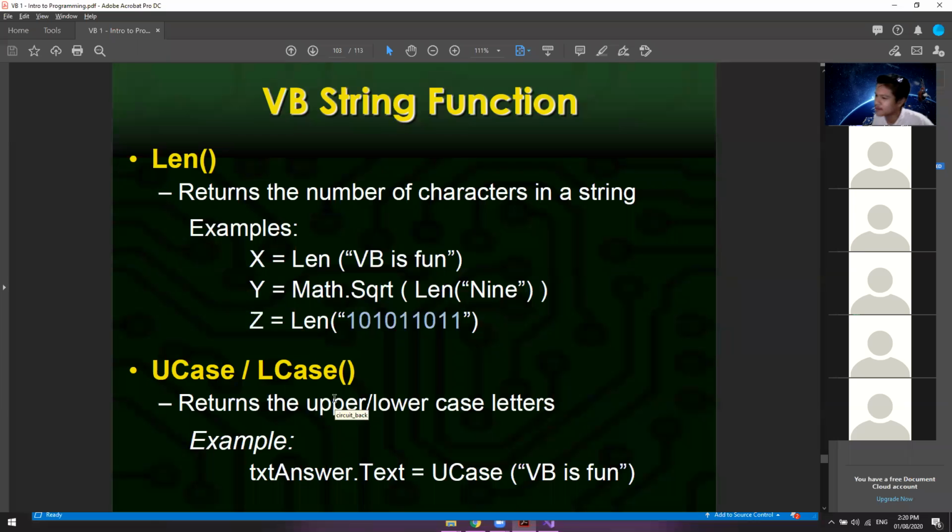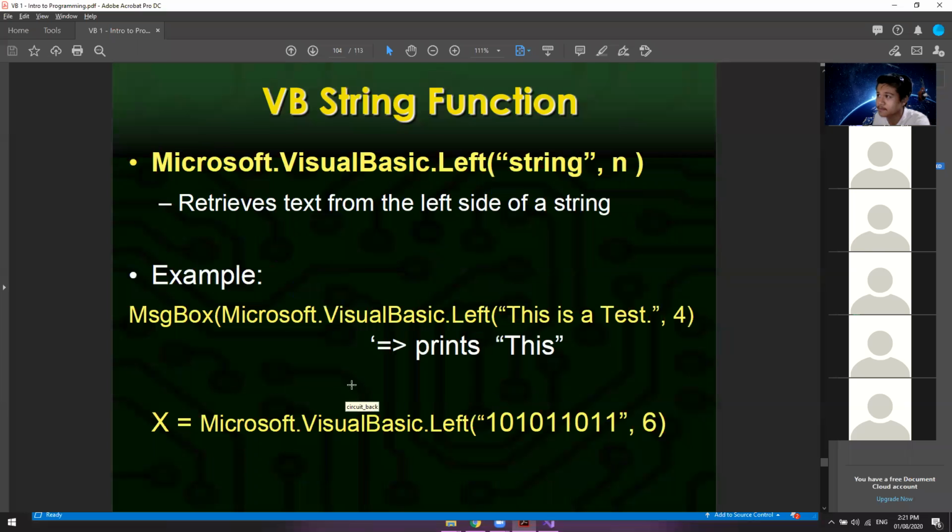So ito, sobrang dali lang natin maintindihan. From the word U, upper keys. From the word L, lower keys. So this will return the upper or lower keys letters. So we have an example here. This is just a text box and then U keys, VB is fun. So gagawin niya lang capital letter lahat yan. Yung is natin, gagawin niya capital and then fun, gagawin niya rin capital. Kung L keys to, palitan nyo lang yung U into L, then everything will become lowercase. So ganun lang kasimple itong U keys and then L keys.